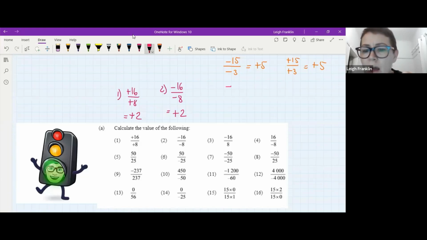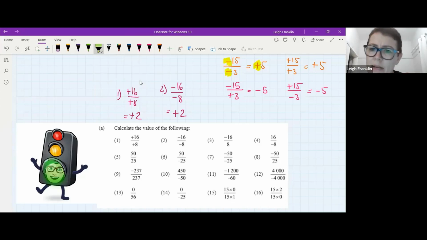But if the signs are different, then your outcome is going to have a negative sign. So if you've got negative 15 divided by positive 3, the answer will be negative 5. And if you had positive 15 divided by negative 3, your answer would be negative 5. Sorry, a negative divided by a negative is a positive because a negative multiplied by a negative is a positive.